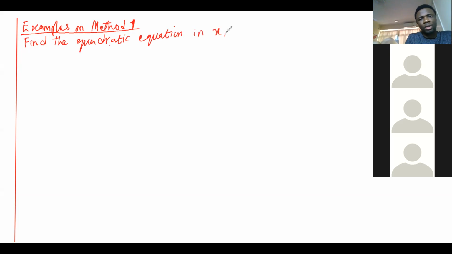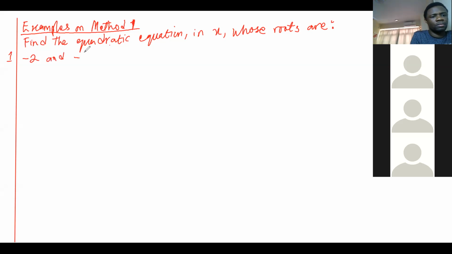Find the quadratic equation in x whose roots are, number 1, -2 and -4. That's the first one, right? So what you need to do is to say alpha is -2, beta is -4.